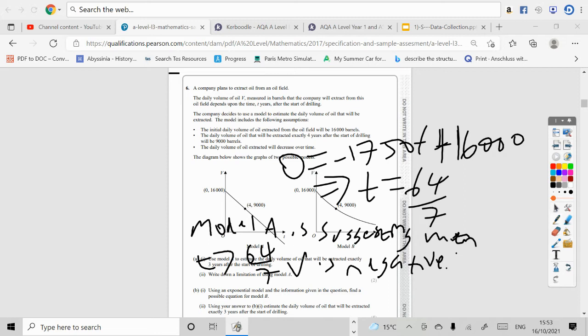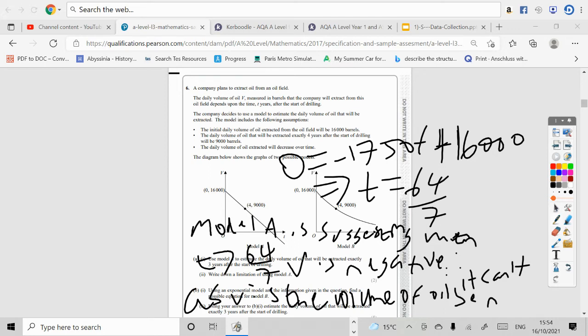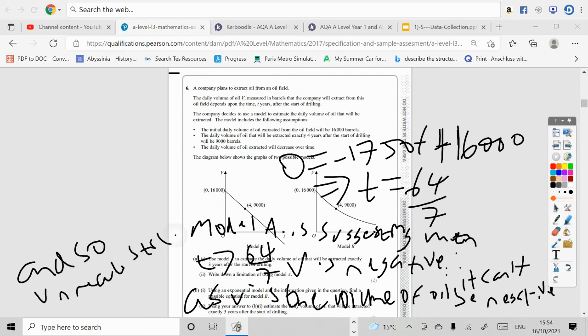You could say as V is the volume of oil, it can't be negative, and so unrealistic. Okay, something along those lines. We'll see what the mark scheme says in a minute.